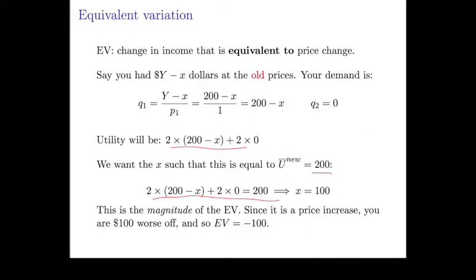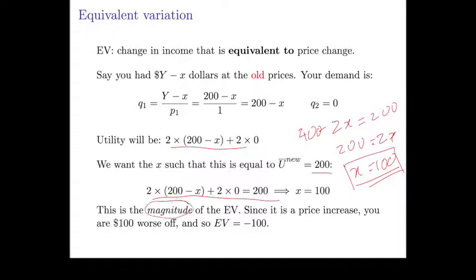and if we solve for X, that's going to be 400 minus 2X equals 200. Solving for X, we get 200 equals 2X, X equals 100. So X equals 100 gives us the magnitude of the equivalent variation.